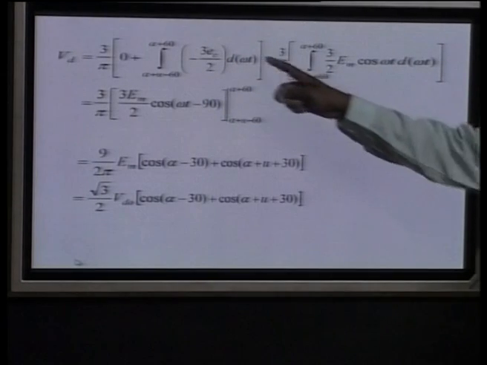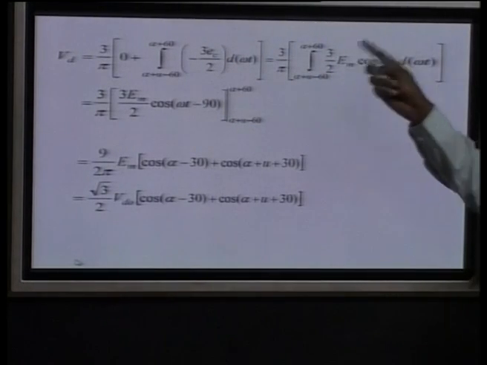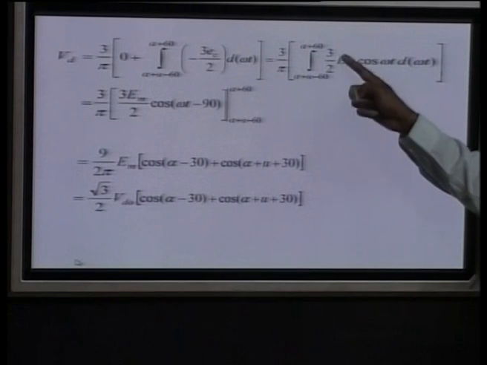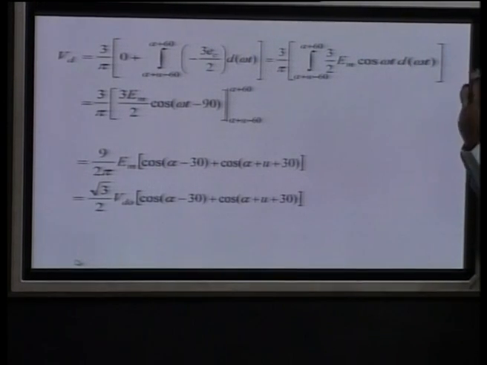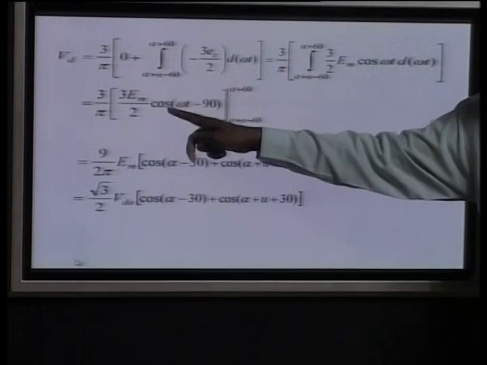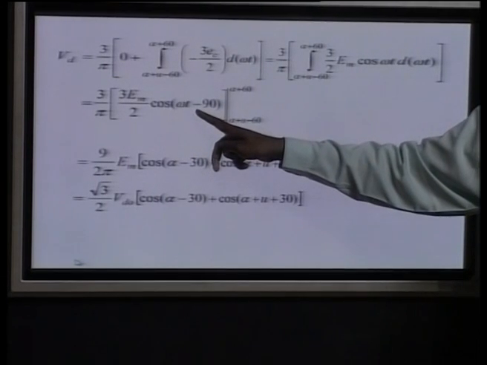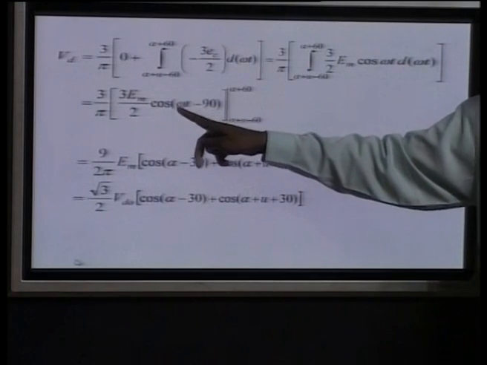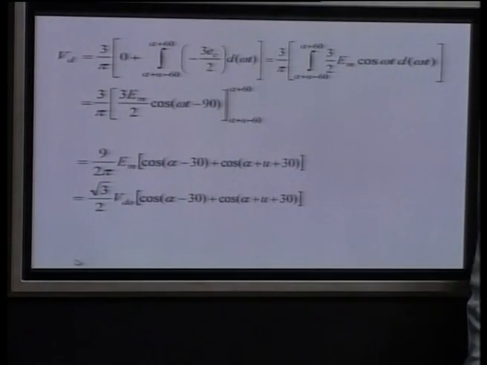Now I put this value, and it becomes nothing but this. Here it was cos minus pi by 2, so the minus has automatically gone. Now it is 3 by 2 Em cos omega t dt, and if you integrate, you get sin omega t. But I intentionally write cos omega t minus 90 degree, because I want to put my expressions similar to what we got in the 2-3 valve conduction mode.